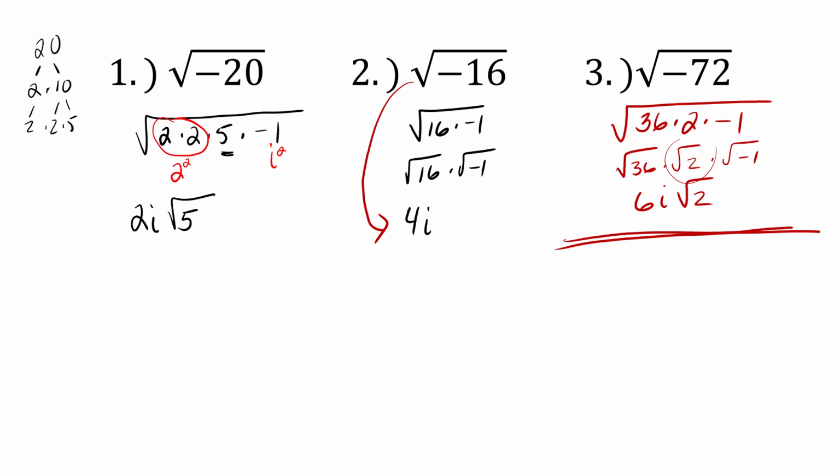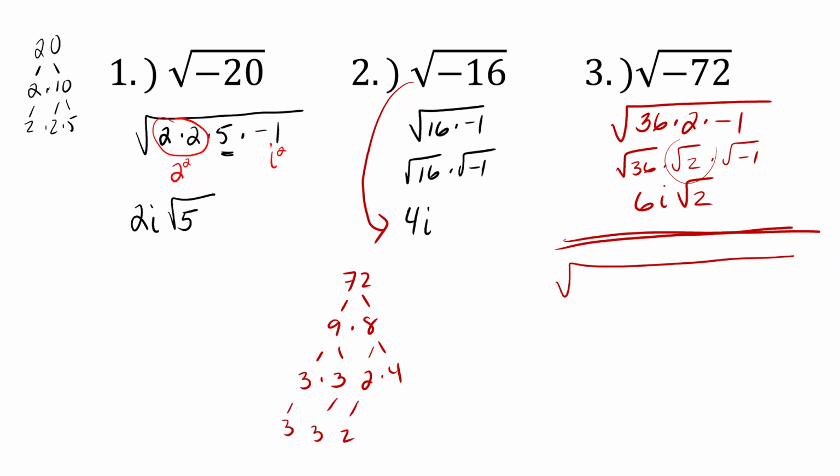So if you wanted to do this with the prime factorization, you can do 72, and this is the one that a lot of students will catch. They'll say, okay, that is 9 times 8. 9 factors into 3 times 3. 8 factors into 2 times 4. And then 4 factors into 2 times 2. So the prime factorization is 3 times 3 times 2 times 2 times 2. And then I guess we could say the negative 1 is i times i, if we wanted to.